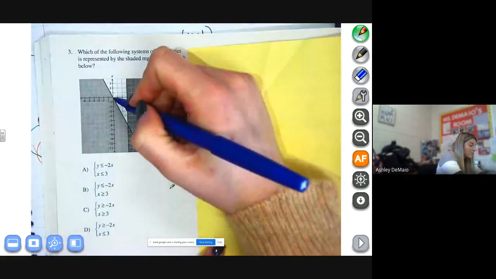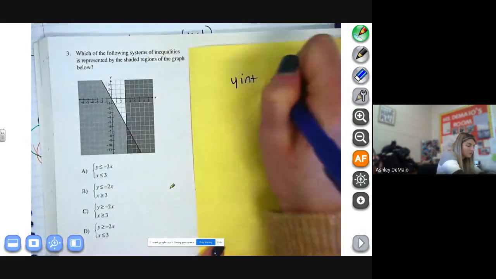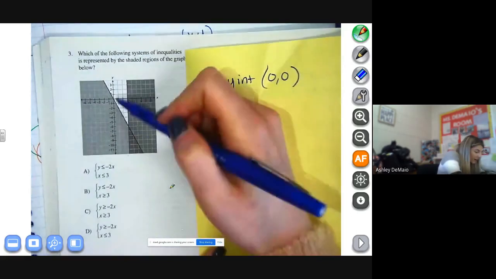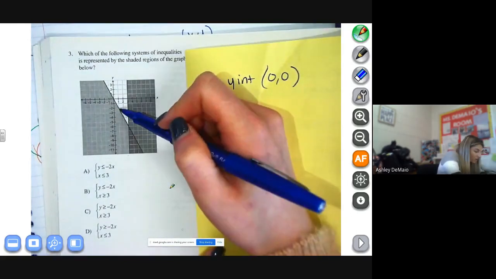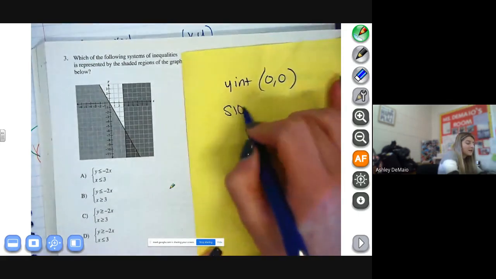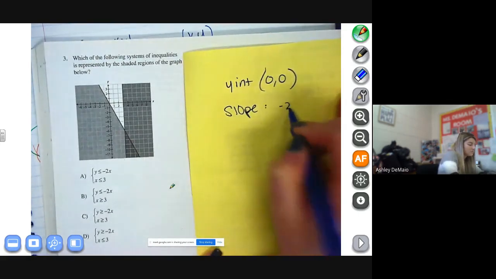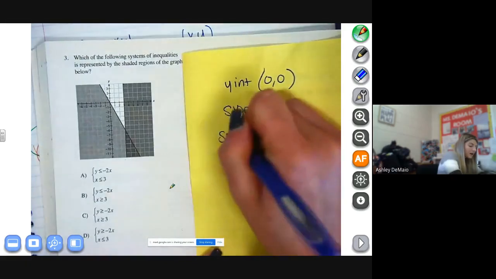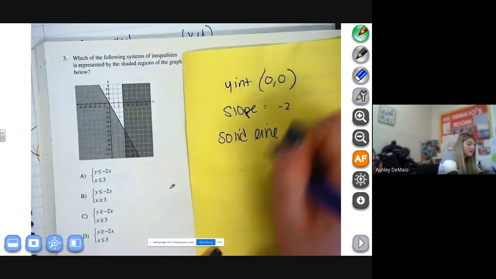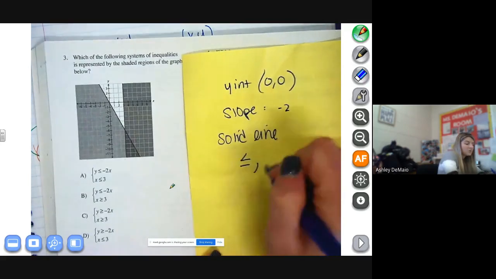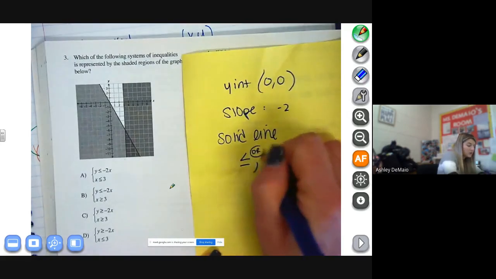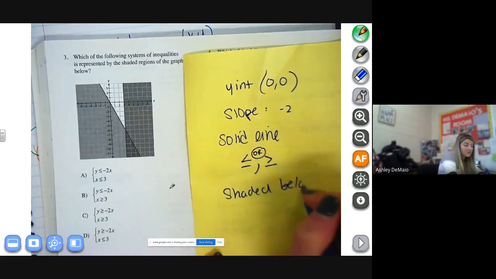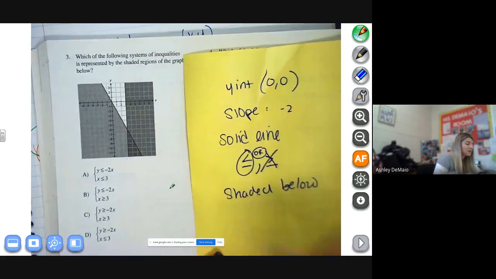And you notice that the y-intercept is at 0, 0. And now let's find our slope. So it's down 2 over 1 to the right. So our slope is going to be -2. Okay. And then if you notice, it's a solid line. So that means that we're going to have either less than or equal to or greater than or equal to. And it's shaded below. So that means it's going to be the less than or equal to. We can cross that greater than or equal to out.